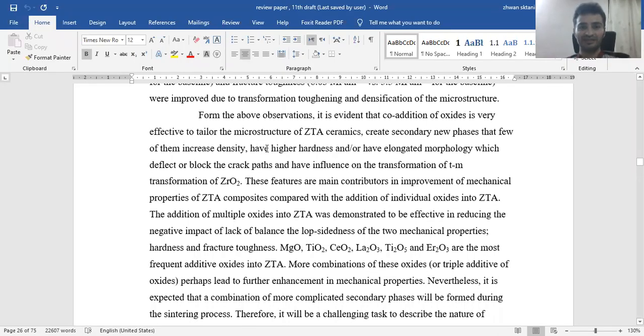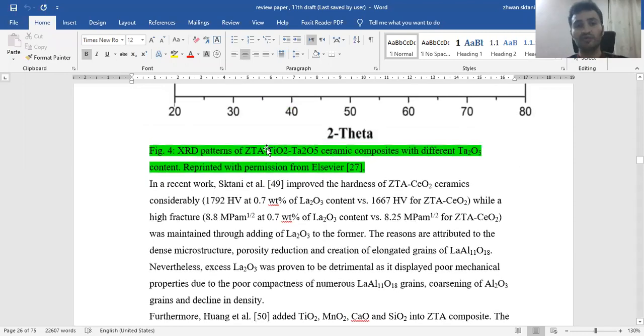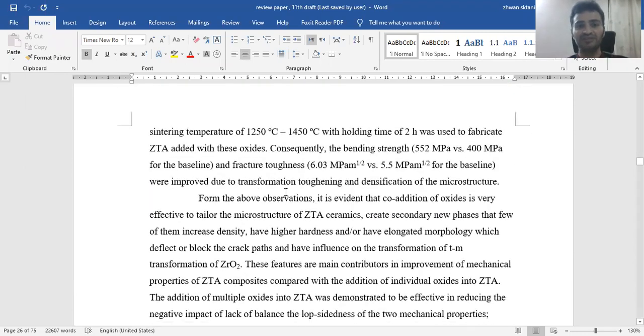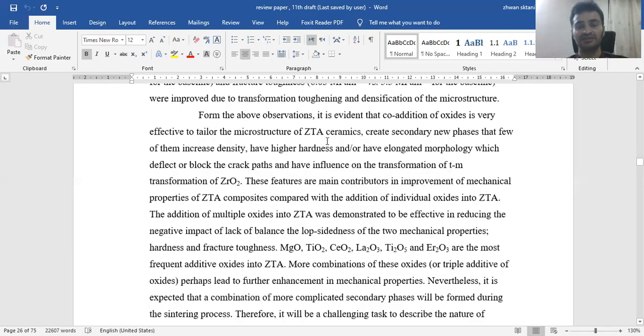For example, here, from the above observation. What does that mean? Above observation, I explained it, the work of many people before, in previous pages. From all of that, it is evident that the coaddition of oxide is very effective. Coaddition of oxide means two or more oxides combined together is very effective. Why? To tailor microstructure, increase secondary new phases, increase density, increase hardness, increase fracture toughness through these mechanisms.